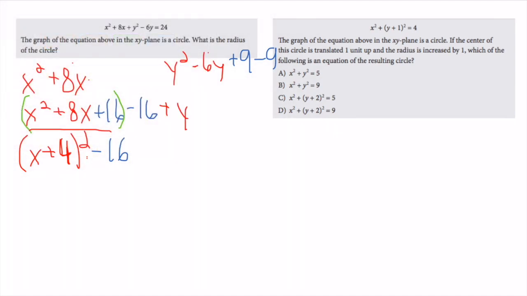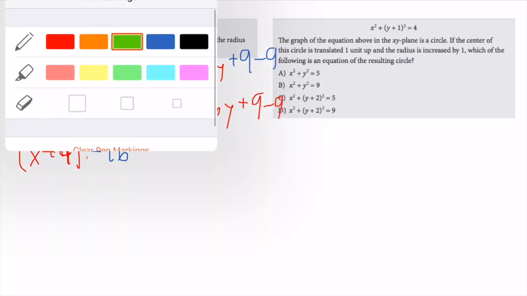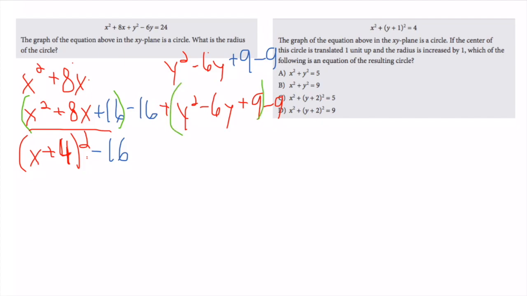So I have y squared minus 6y plus 9 minus 9. Again, I'm only going to deal with the plus 1. So again, what I did is I made another perfect square, and this one is just y minus 3 squared. But I still have this minus 9 to deal with. And this whole thing equals 24.